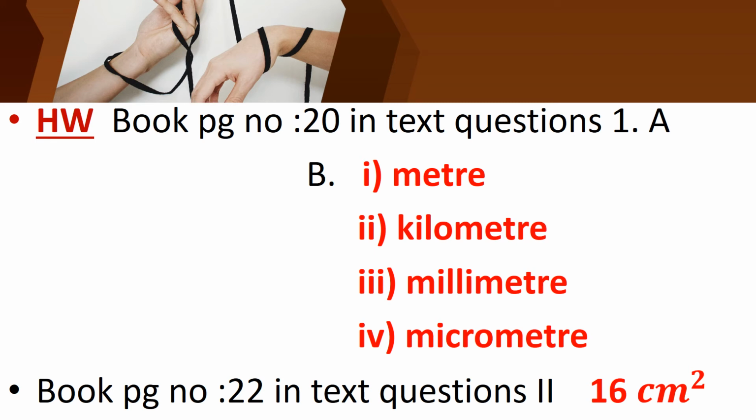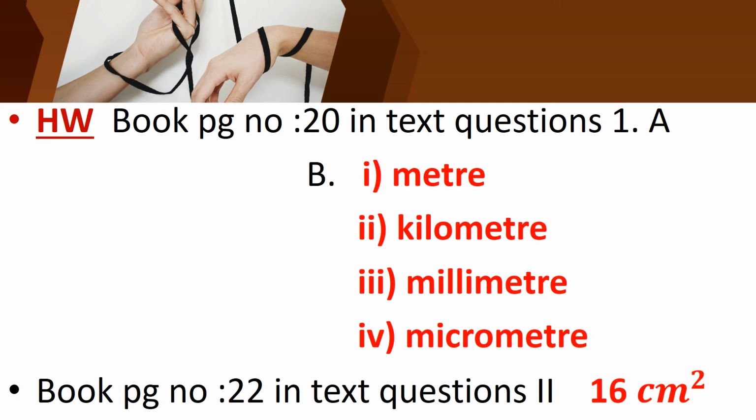On the right hand side, there is in-text questions 1. For that, alphabet A is the homework for you. Measure the length of the following objects in your house. Which device did you use to measure these lengths? Length of a pen. For measuring the length of the pen, which device will you use? Scale is enough. And the thickness of the textbook. For this also scale is enough.